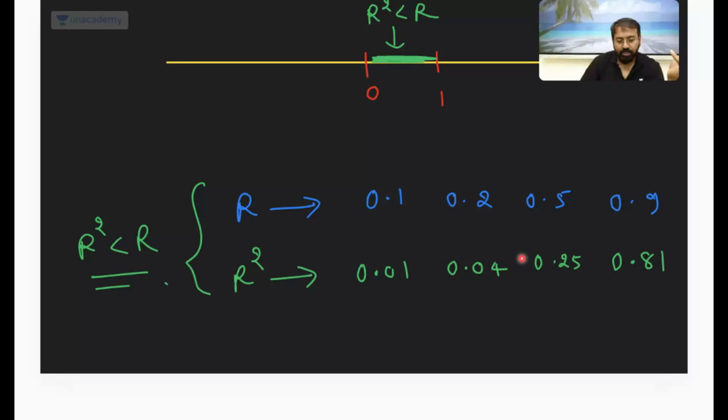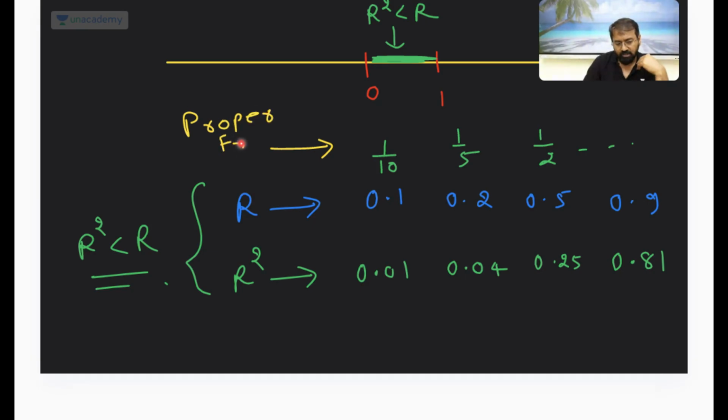Guys, for example, 0.1 is nothing but 1 by 10. This is 1 by 5. This is 1 by 2. So all these are called what? They are called proper fractions. Have you heard of this word, proper fraction? Yes or no?